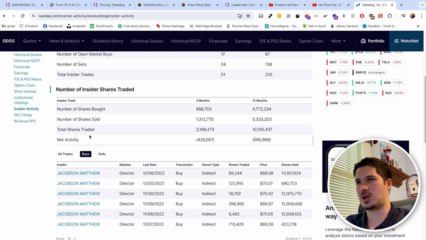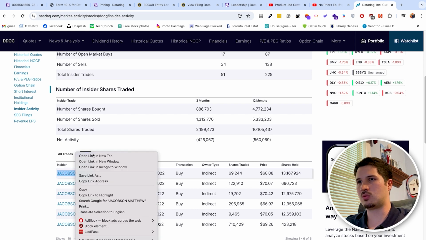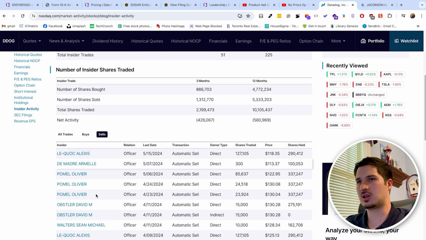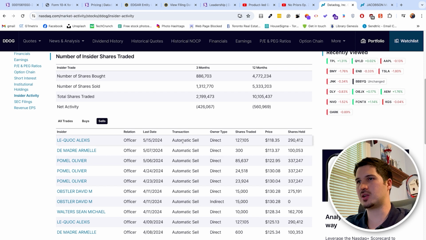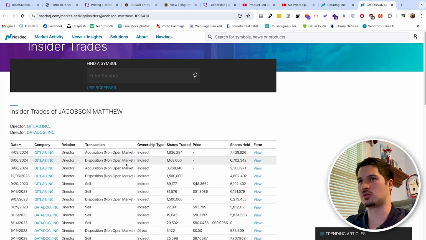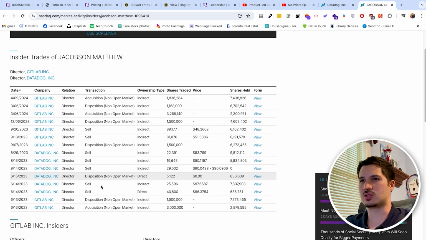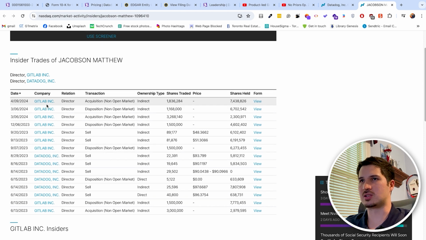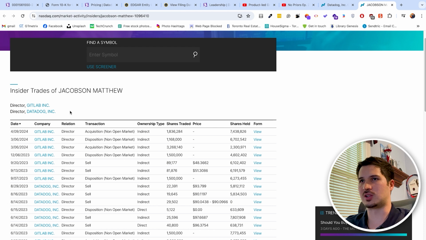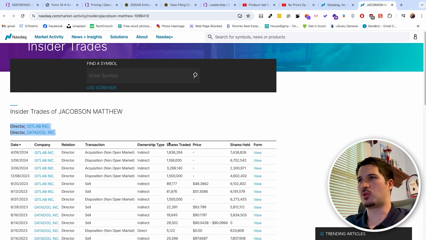So if we look at buys, we can see who's buying: Jacobson Matthew. Let's see who this is, and who's selling. Well, we already know the management of the company is selling, but it seems like this is an automatic sell, so nothing to panic about. Let's just see who this person is. Oh, so he's a director of Datadog. Very interesting that he's buying shares of Datadog and GitLab, where it seems like he's also involved as a director. So something important to keep in mind.